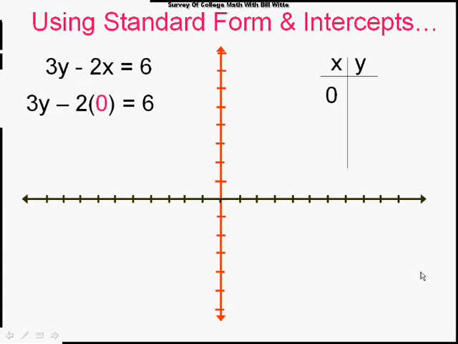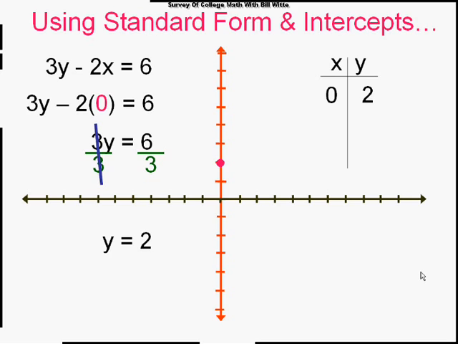So let's set x equal to 0. It'll cancel that term out, and we can solve for y. And we'll get y is what? y is 2 in this case. So the y-intercept is 2. Well, you can graph the point 0, 2 and see that. Now that's the y-intercept, where x is 0.